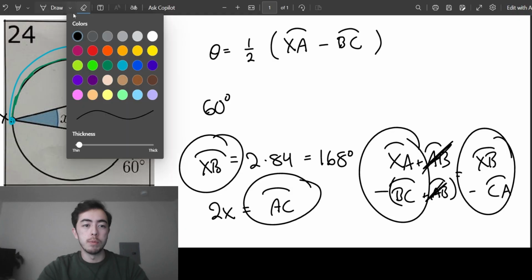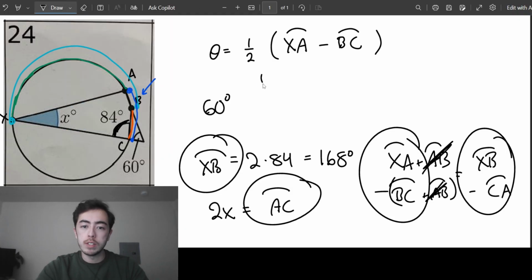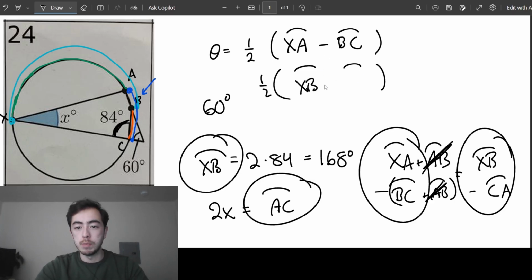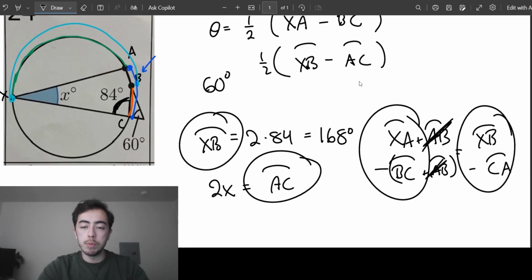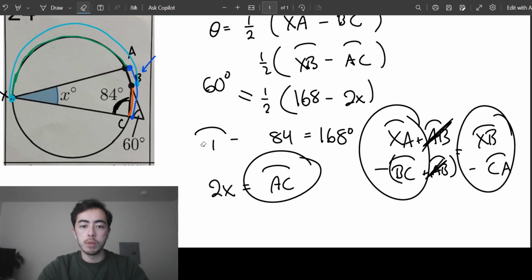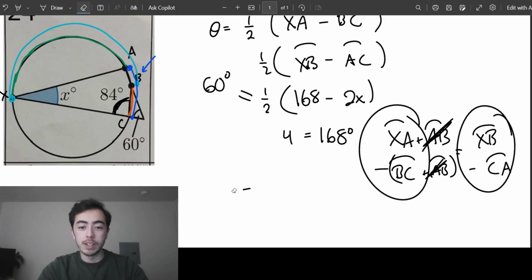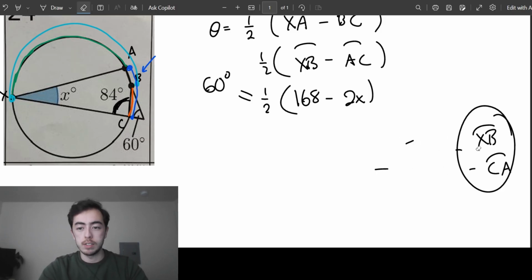So let's do a little bit of substitution here. We can replace this difference that we don't know as much about with the one that we do know more about, arc XB minus arc AC. And then we can replace the measure of arc AC with 2x. And we can replace the measure of arc XB with 168. And so let's get that 1/2 there. Let's get that 60 degrees from the formula. And then now, finally, we are just solving for x.